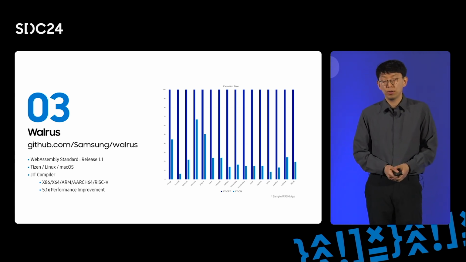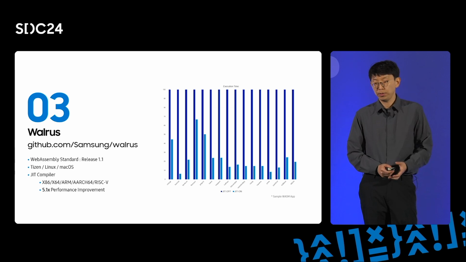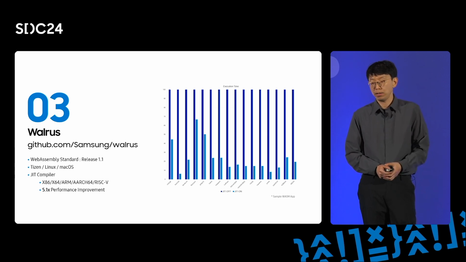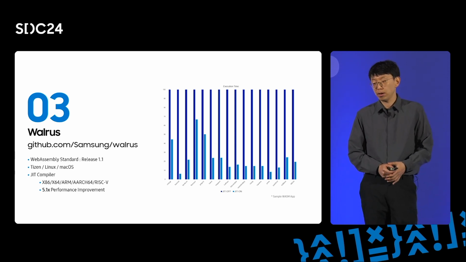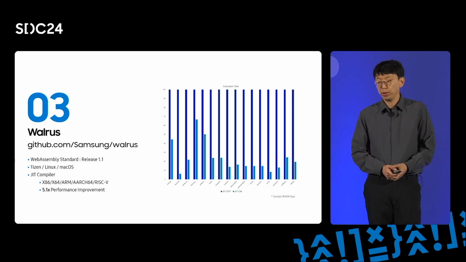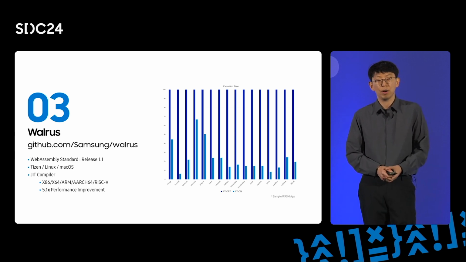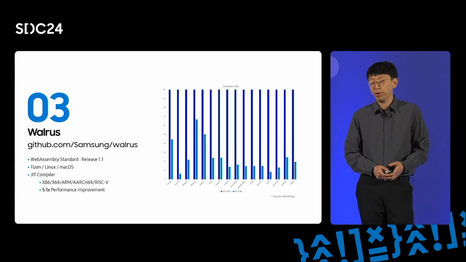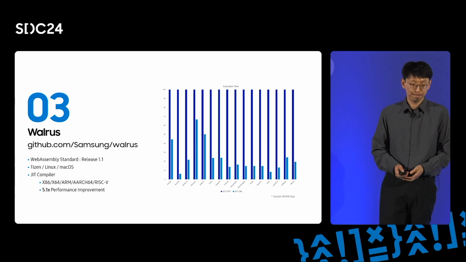This graph on the right side shows the performance impact of the JIT compiler on several WebAssembly sample codes. Using the performance without JIT as a baseline, we observed an average performance improvement of 5.1 times after applying the JIT compiler. And our Walrus continues to evolve with ongoing feature additions and further JIT optimizations.